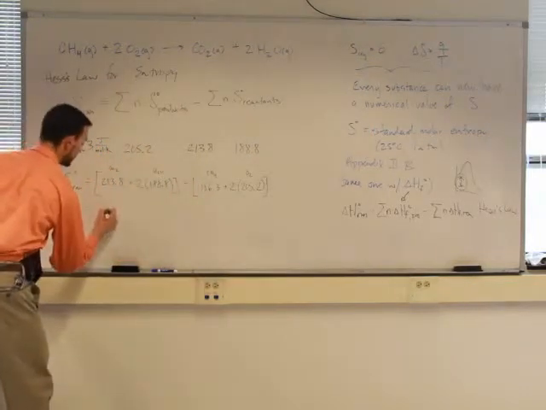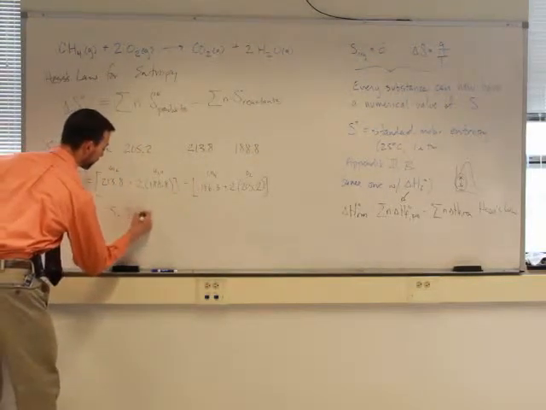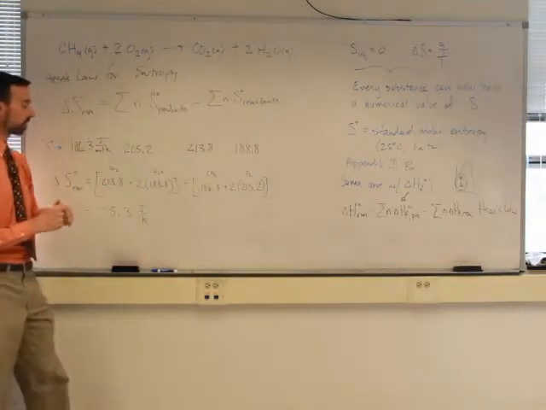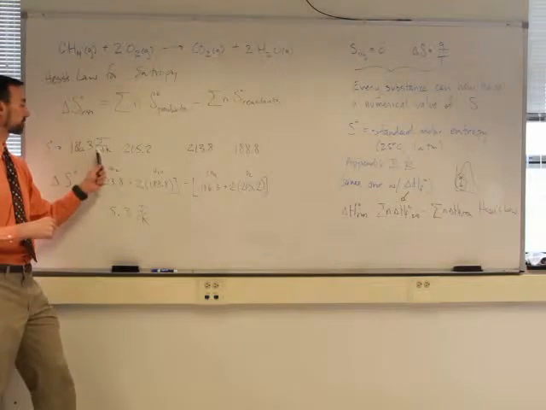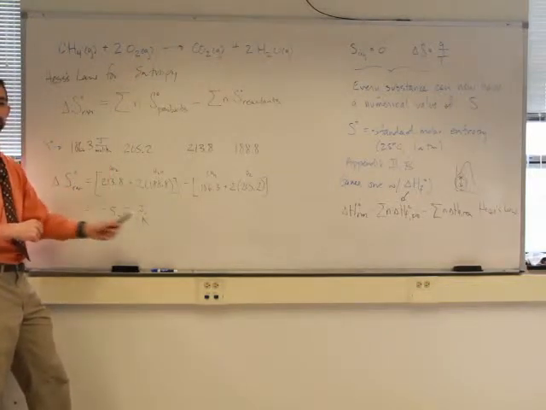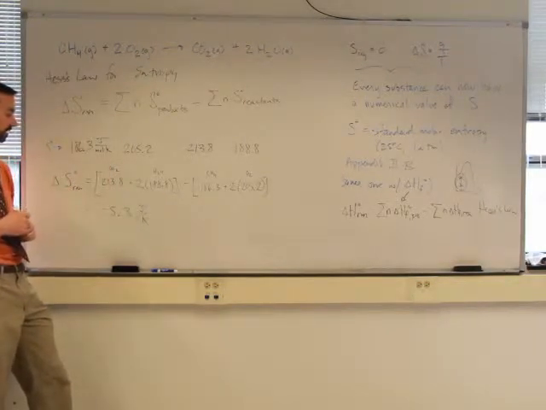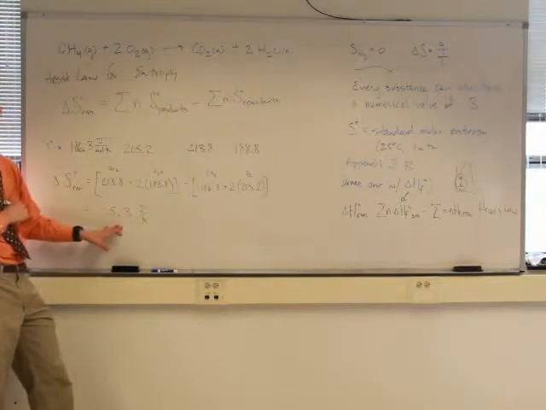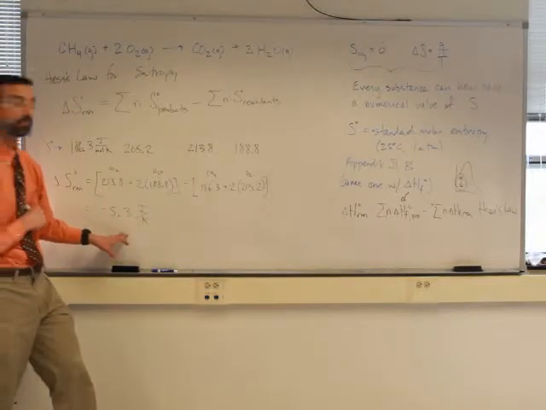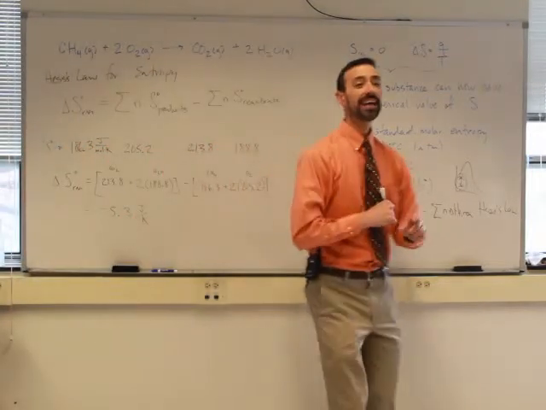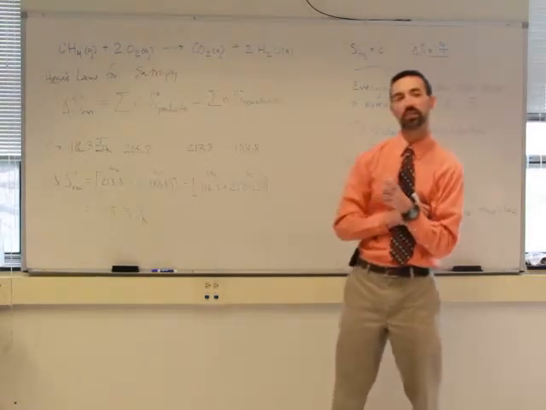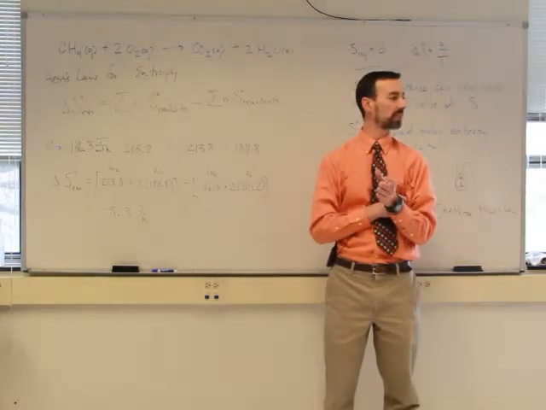This equals negative 5.3 joules per Kelvin, because remember the coefficients are moles. That's where technically the moles cancel out, so we're left with joules per Kelvin. So we see just ever so slightly a negative entropy change in this reaction. Okay? Now that negative would mean that that barely favors this reaction being non-spontaneous.